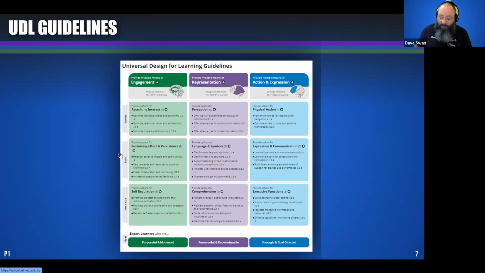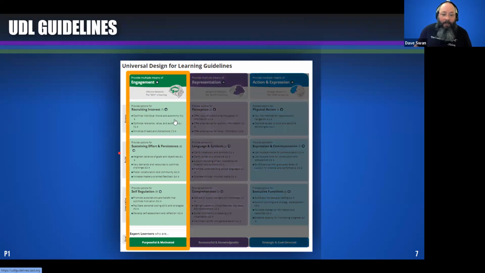So we're going to be focusing on engagement today, and really self-regulation, with these as a bonus. You'll notice that each of these aligns with the brain science behind all of this. For engagement, they have three major categories: provide options for recruiting interest, sustaining effort and persistence, and then providing options for self-regulation. You notice the word options.